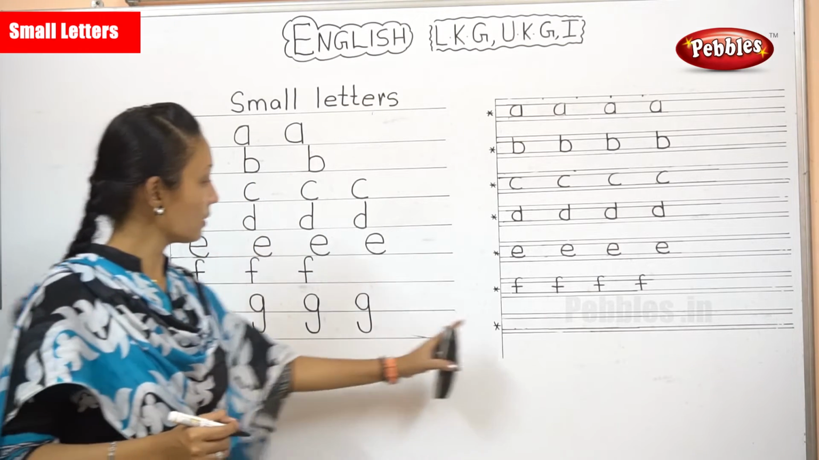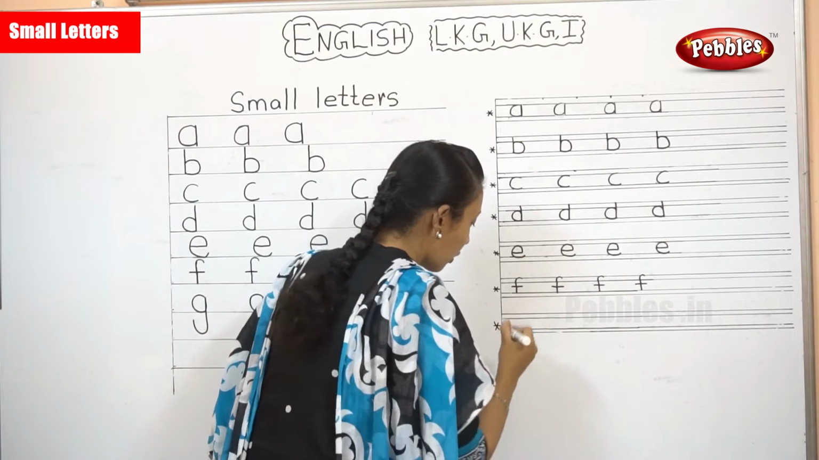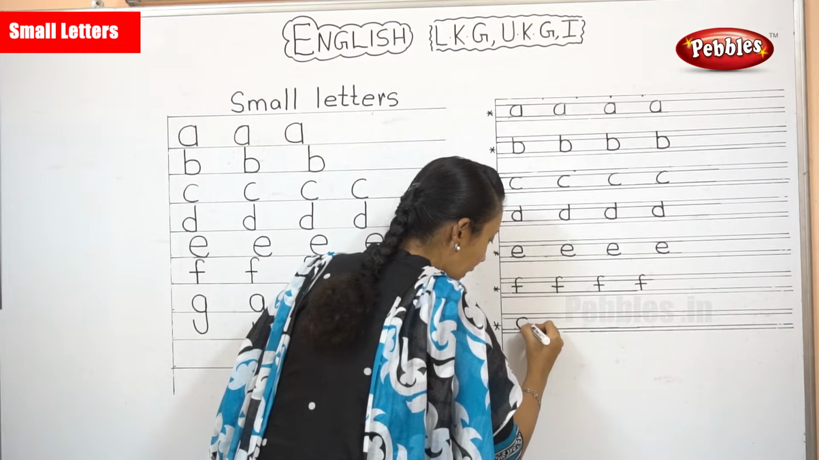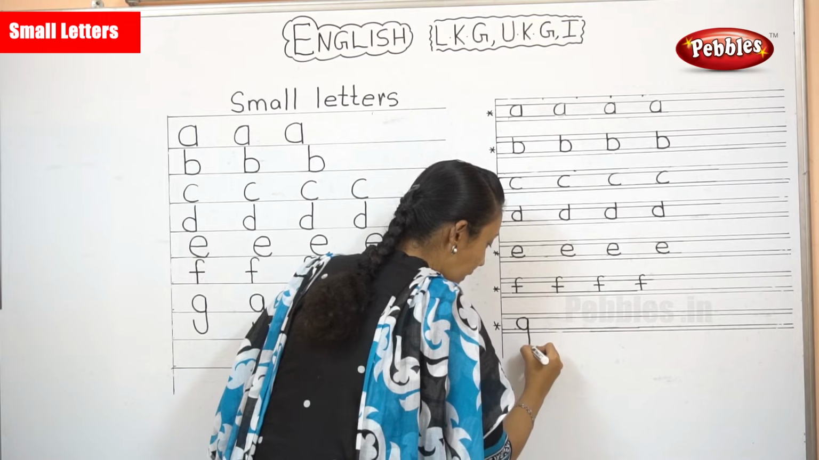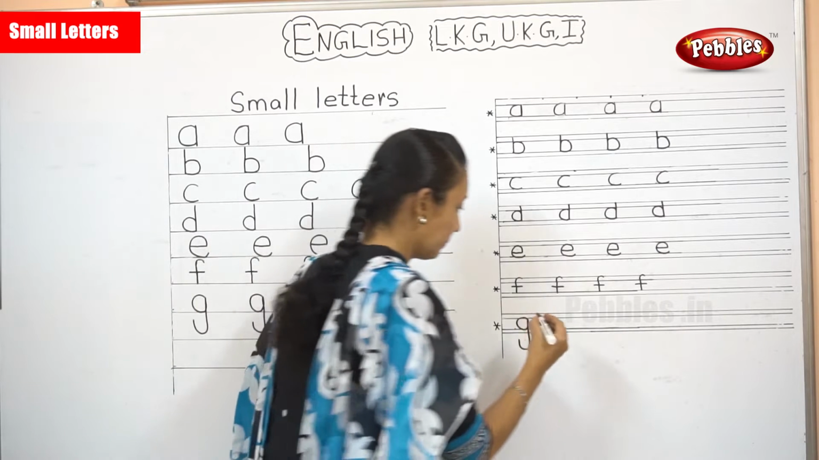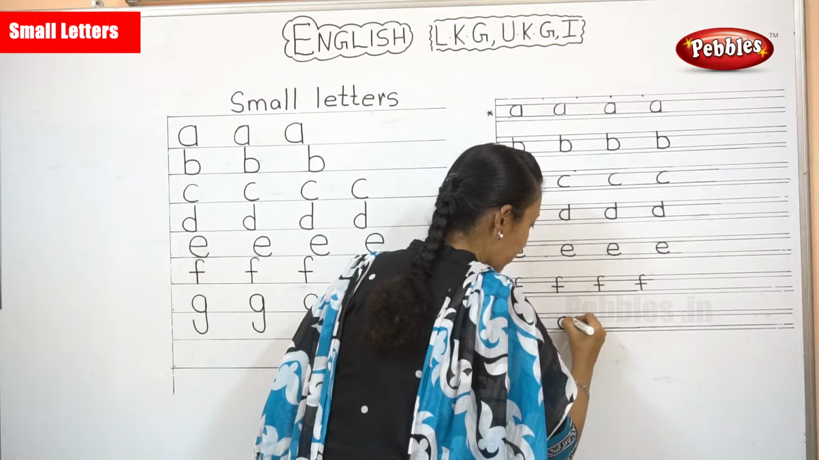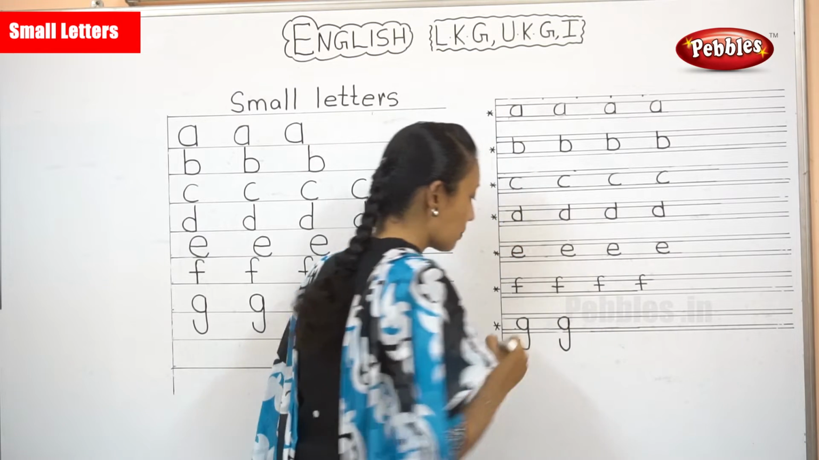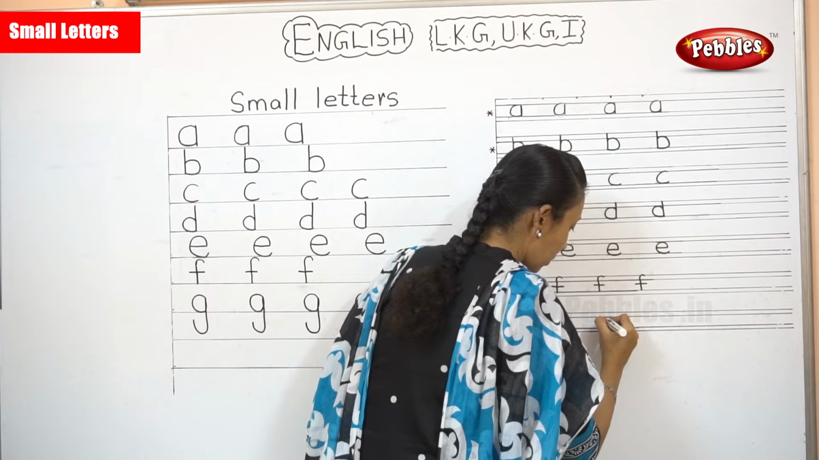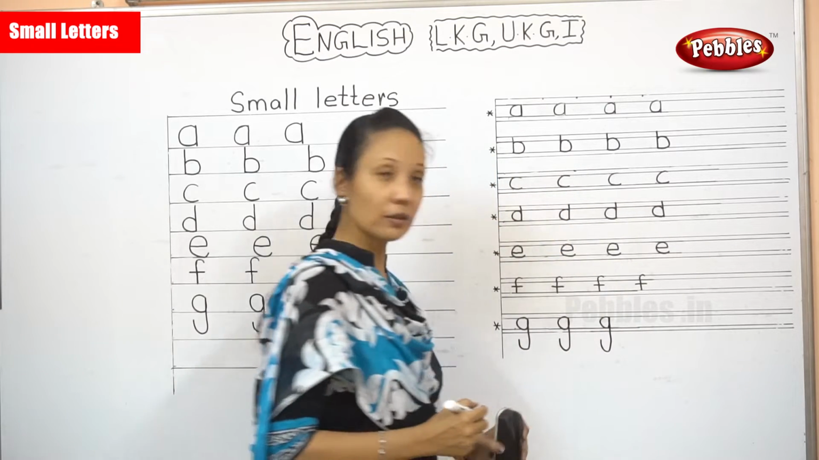Now shall we learn to write the small letter G in your 4 lines? Yes. Now you need to draw your curve into the second and third line. Curve, and you need to come down the 4 lines and go up. It's small G. Again your curve, go up, come down, small letter G.